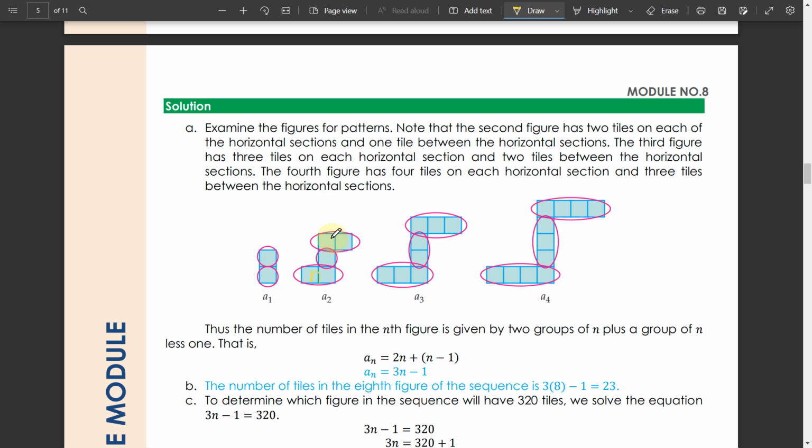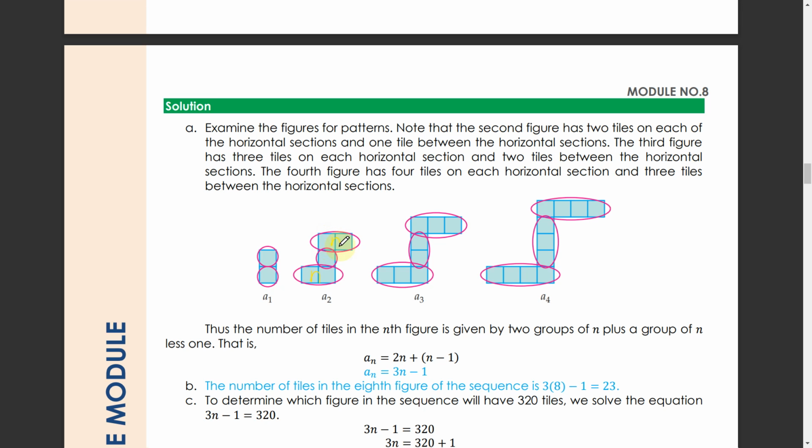Okay, this is our n, then this is another n. So we have two groups, so we have n, then we have n less than 1. So this is our n here, then this is our n here, then this is our n less than 1. So why n, sir? Because what is this? A2, it's the a sub n, right? So a sub n is equal to a2, meaning your n is equal to 2.